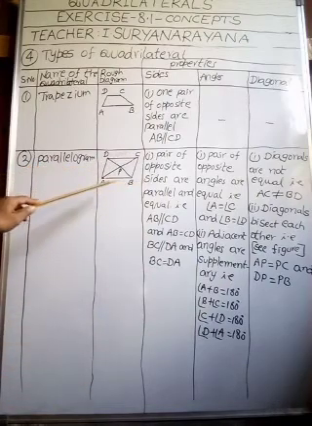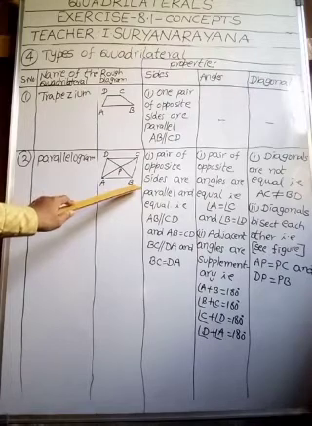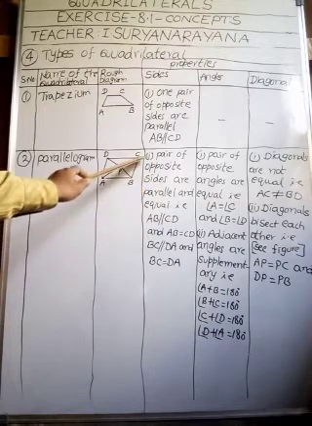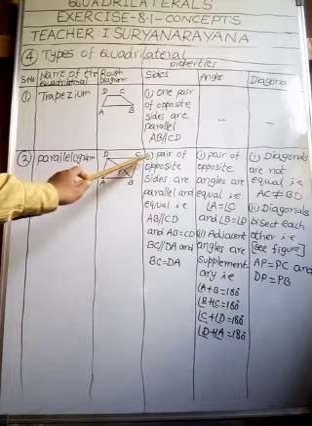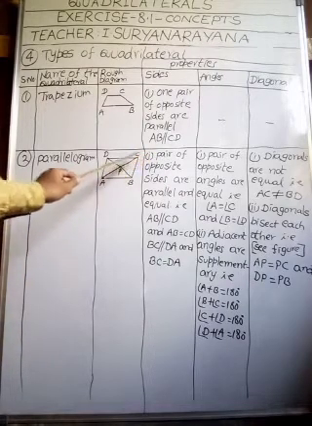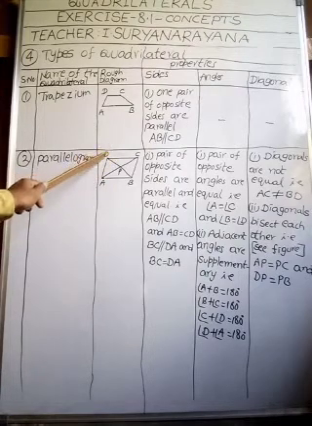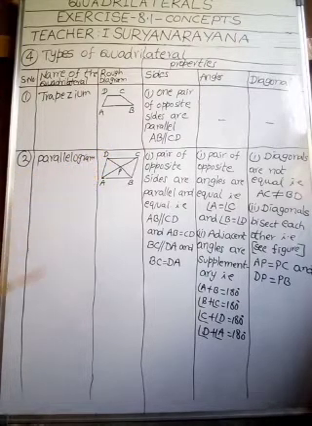In this parallelogram, angle A and angle B are said to be a pair of adjacent angles. Angle B and angle C are a pair of adjacent angles. Similarly, angle C and angle D are a pair of adjacent angles. Similarly, angle D and angle A are also a pair of adjacent angles.